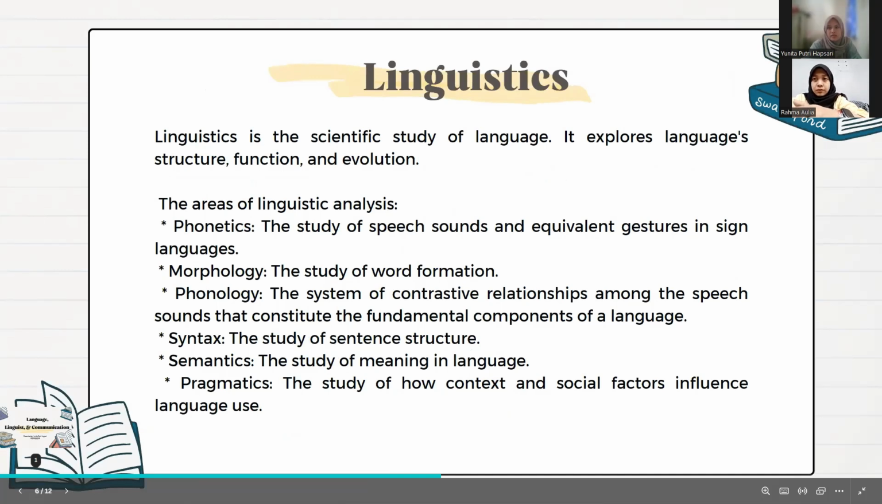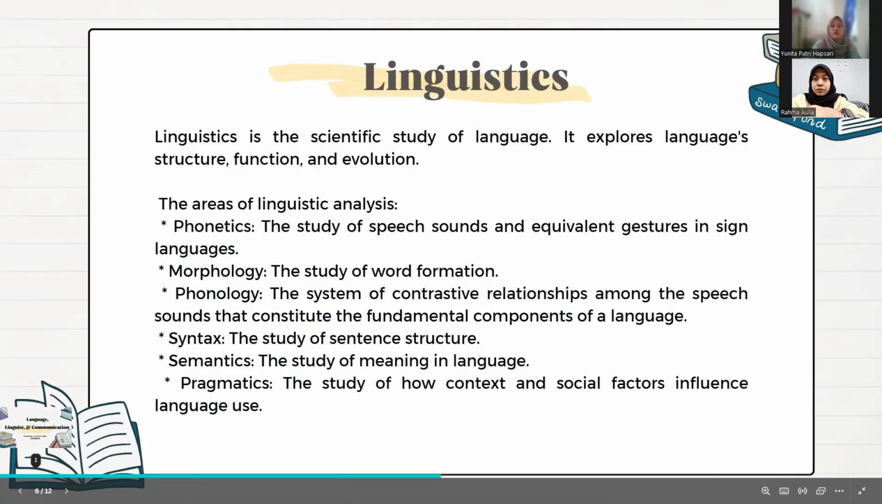And then the next material is linguistics. Linguistics is the scientific study of language. It explores language's structure, function, and evolution. The areas of linguistic analysis are phonetics, morphology, phonology, syntax, semantics, and pragmatics. Phonetics is the study of speech sounds and equivalent gestures in sign languages. And then morphology is the study of word formation.